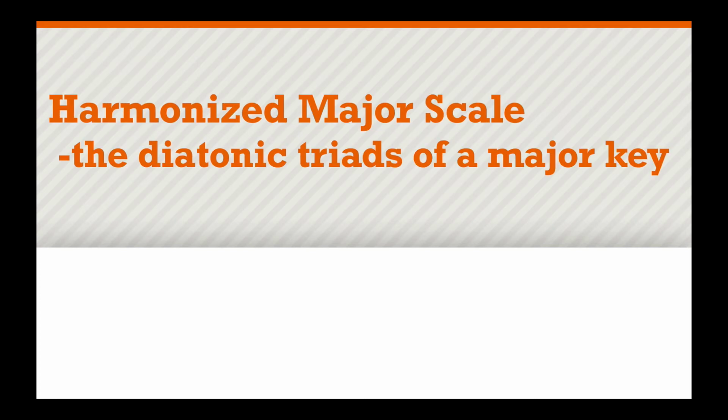So let's take a step back for a moment and look at the harmonized major scale, the diatonic triads of a major key. Once again, I know you know them, but let's take a look. If we're in a major key, the 1 chord, of course, is major. The 2 chord is minor. The 3 chord is minor. The 4 chord is a major triad. The 5 chord is major. The 6 chord is minor. The 7 chord is a diminished chord. These are the harmonized major scale diatonic triads in a major key.